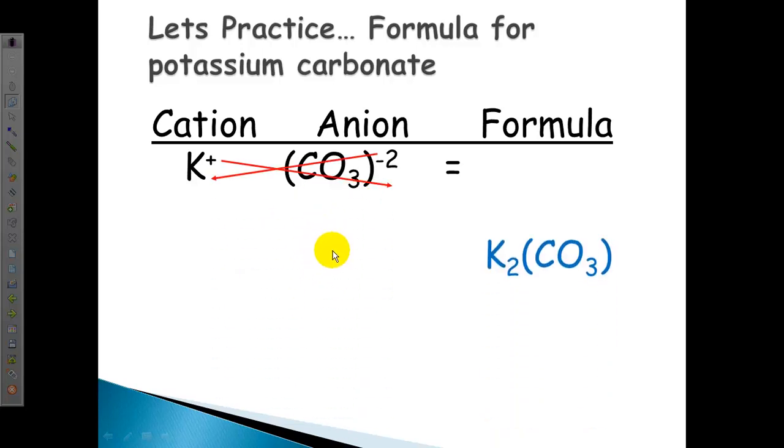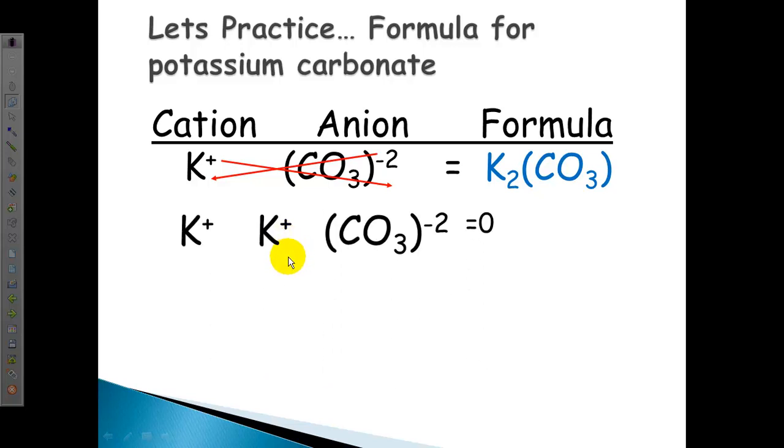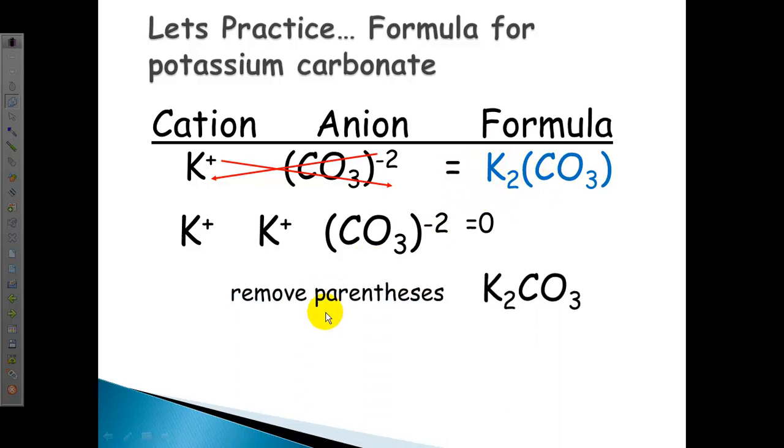Okay, so you're going to crisscross your charges. You need 2 potassiums for every carbonate. You do not need these parentheses here. It was there just for those purposes to show you. If you'll notice, each potassium has a +1 charge and the carbonate has a -2. Your total charges in your compound need to equal 0 to make a neutral compound in the end.